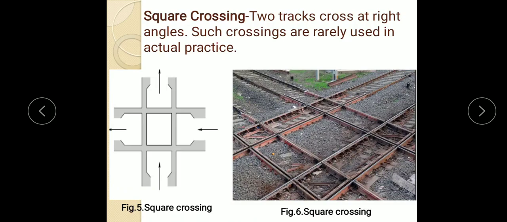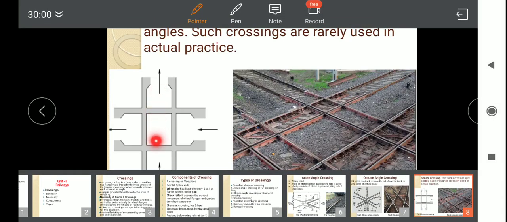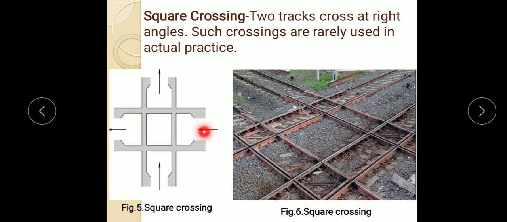The next type is the square crossing. In this, two tracks cross at right angles, and such crossings are rarely used in actual practice. Here figure 5 shows a square crossing. Here we can see the two tracks are crossing each other at a right angle, therefore it is called a square crossing. Here figure 6 shows a right angle crossing. Here we can see this is one track and this is another track, and these are crossing each other at a right angle, therefore it is called a square crossing. But such types of crossings are not in general practice.